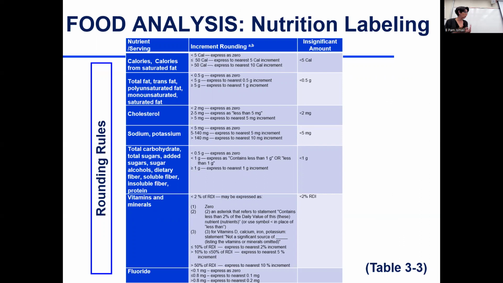I would also like you to know that there are rounding rules. When you measure the amount of fat or calories or what have you, you don't see decimal points. And sometimes you don't see singular values, like you don't see 21 calories, for example, on the package. Anything less than 5 calories is expressed as 0. Anything less than or equal to 50 calories is expressed to the nearest 5. Everything greater than 50 calories is expressed to the nearest 10 calories. So there are rounding rules, and there are rounding rules for everything else.